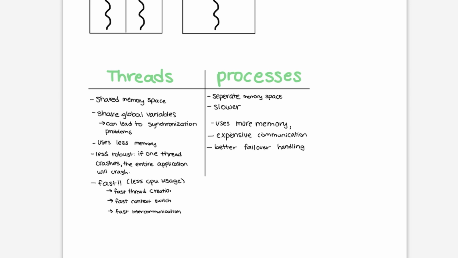And because threads share a lot of memory, you're obviously going to use less memory than a process would. But another issue is that threads are going to be less robust. So what that means is if you have one thread happily executing whatever it wants to, if that crashes, well, your entire application is going to crash, and all the other threads in your entire process will crash.